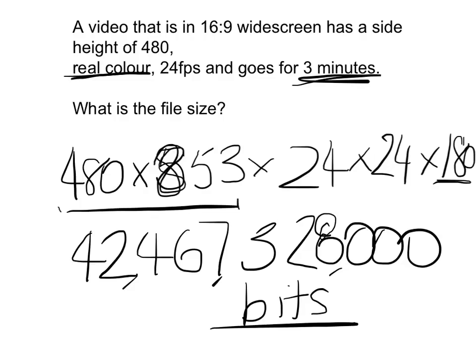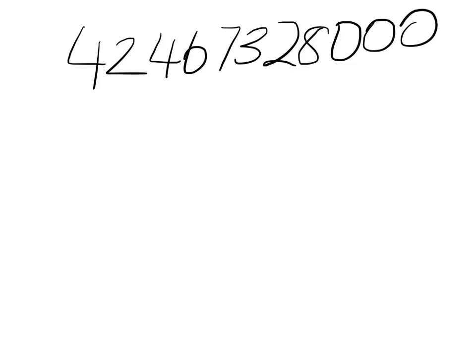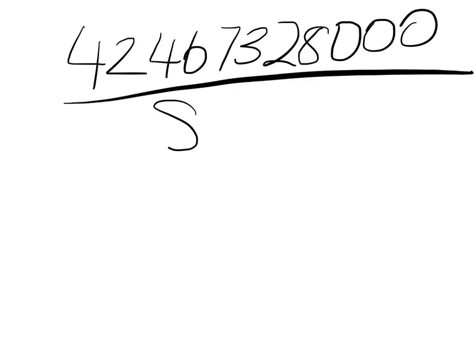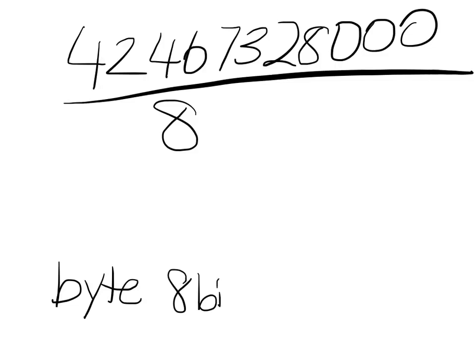So the next step is to get that down into a version that's a little bit more understandable for people. So here what I'm going to do is take this massively big number and divide it by 8. The reason that I'm going to divide it by 8 is because for every byte there are 8 bits. So this is the number of bits in the video, and I'm going to divide it by 8 to get the number of bytes. So my 8 deals with bytes.